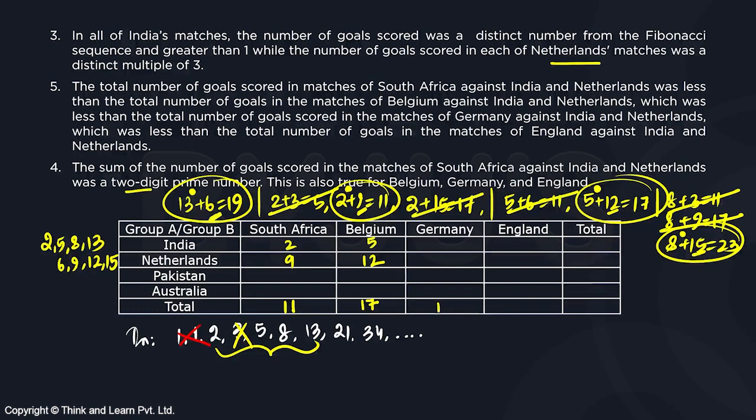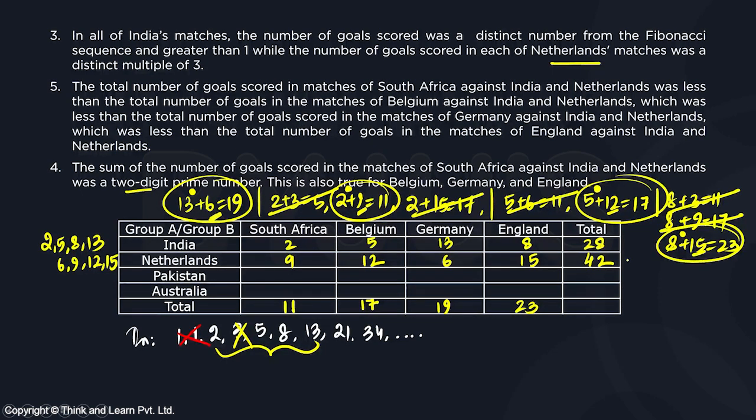Next higher number is 19. That will happen with 13 and 6. After 19, the next higher number is 23. That will happen with 8 from India and 15 from Netherlands. That means India has a total of 23 plus 5, 28. And Netherlands has a total of 15, 30, 42.